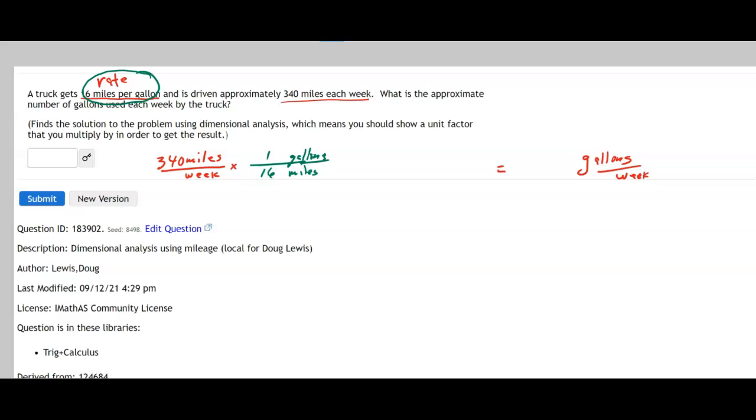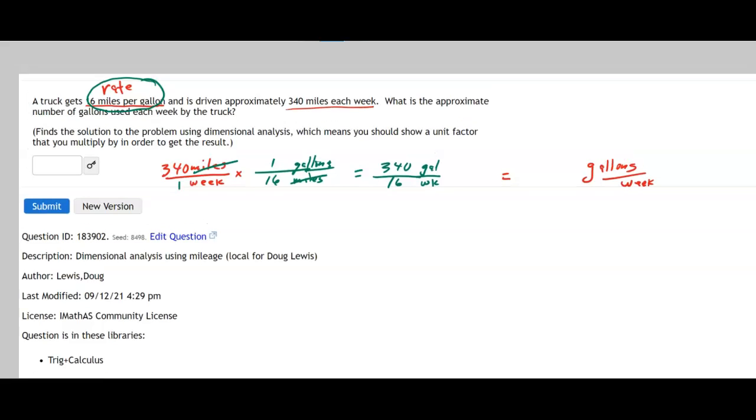keep the numbers correct here, which means our miles will reduce and we'll get 340 times 1, which is 340, over, really this is per 1 week, so 1 times 16 is 16. Our gallons remain in the numerator and our weeks are in the denominator. And then you can just use your calculator to calculate 340 divided by 16, which comes to 21.25.